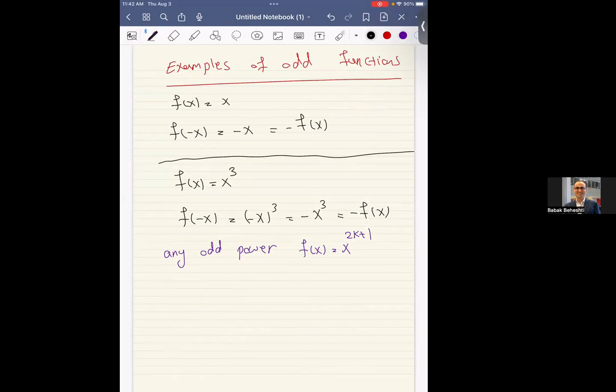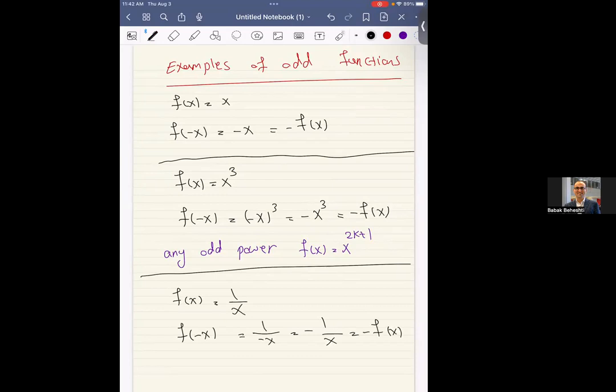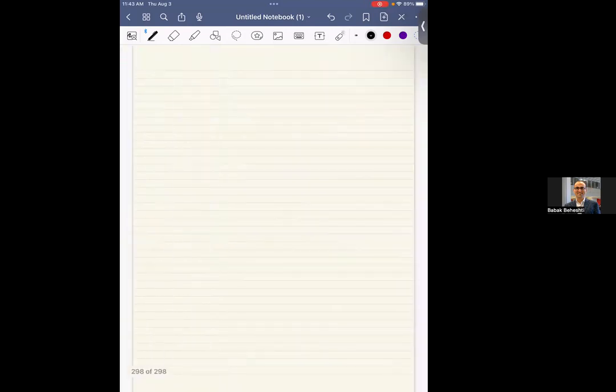So let me tell you another example of odd. Another odd function is f of x equal to 1 over x. This is also odd. Because f of minus x is 1 over minus x, which is minus 1 over x.